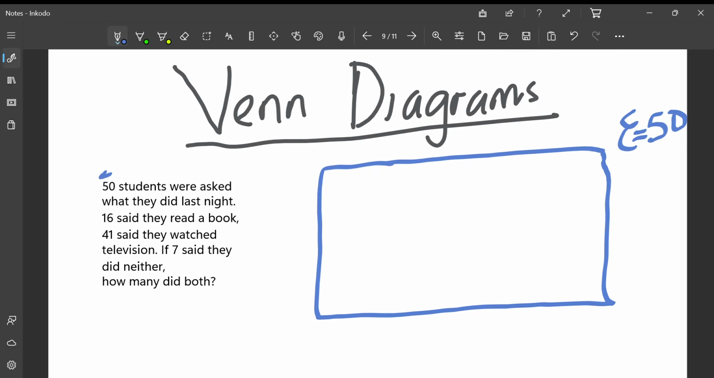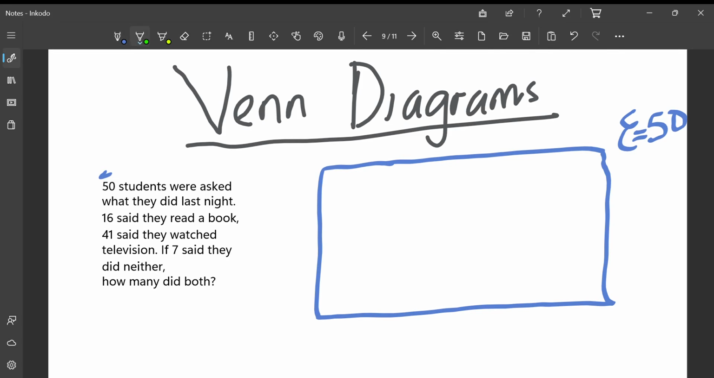Now, among these students, we are given options. So in your Venn diagram, it depends on what you are told to represent. That is what will determine what you are going to write in your circles. First of all, what are the options we have? We have people that either read a book or they watch television. So we have two options, right?